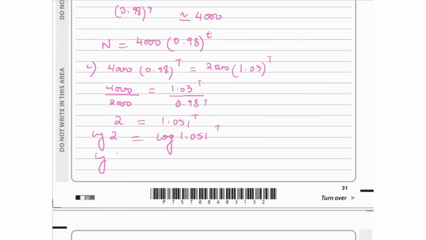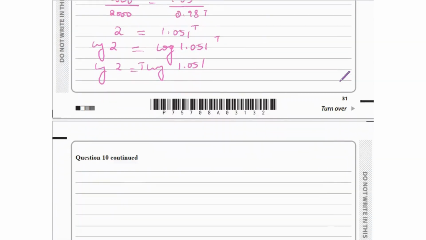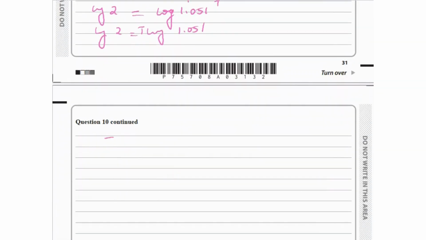So log of 2 equals T times log of 1.051. Last step, T is going to be log of 2 divided by log of 1.051, and that gives us a value of 13.9, correct to one decimal place. That is your number of years, and with that, we're done with this paper.